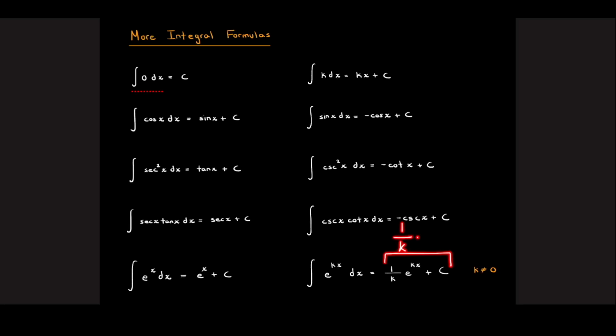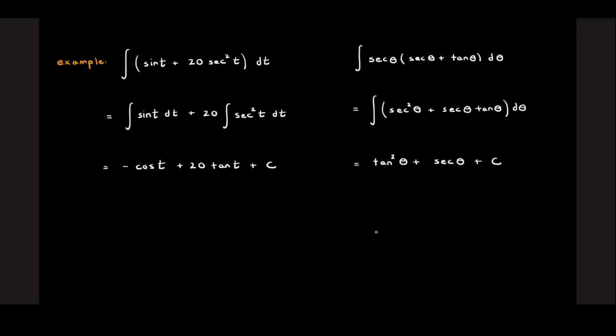The derivative of e to the kx is e to the kx, right? The derivative of e to anything is e to anything. But then you have to multiply by the derivative of the inside function, which is k. These k's cancel, and you're left with the integrand. So indeed, it is an antiderivative, and this is the most general antiderivative of e to the kx. Now let's take a look at a few examples involving these new formulas that we just discussed.